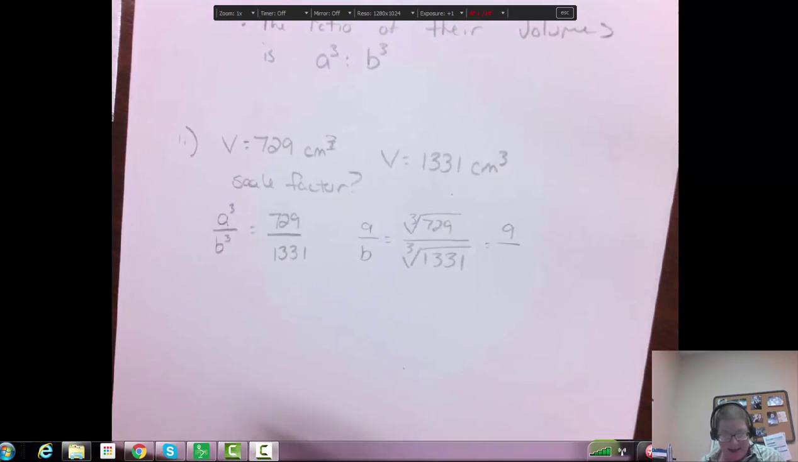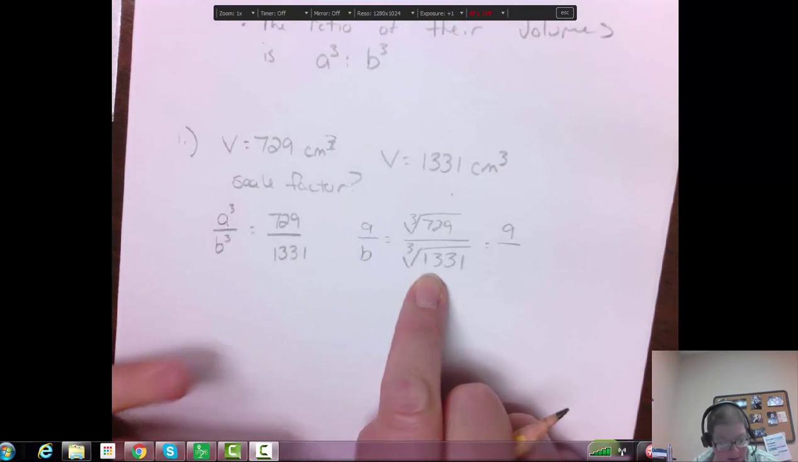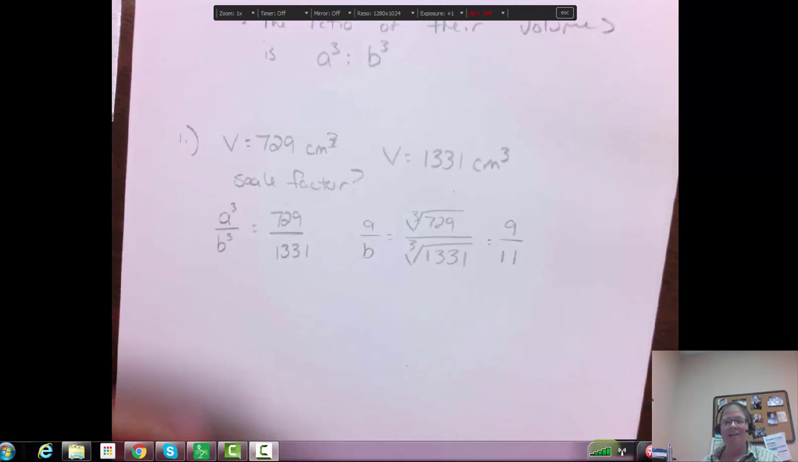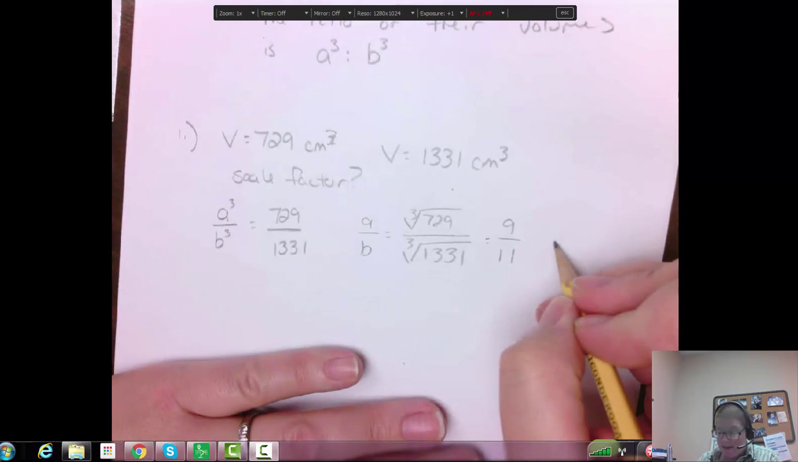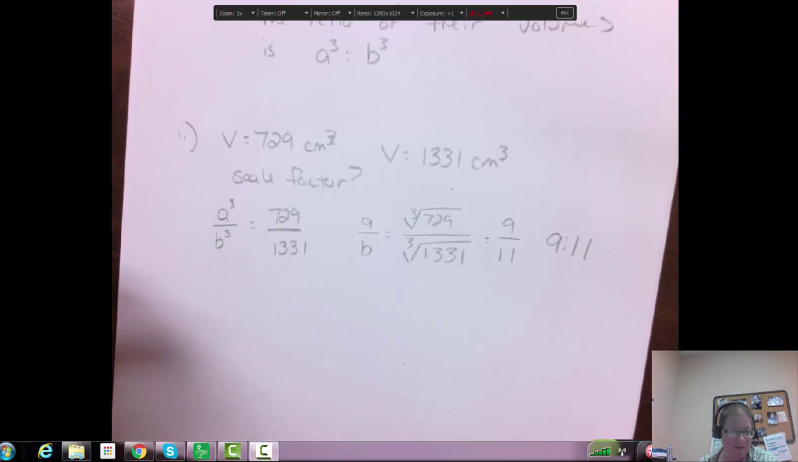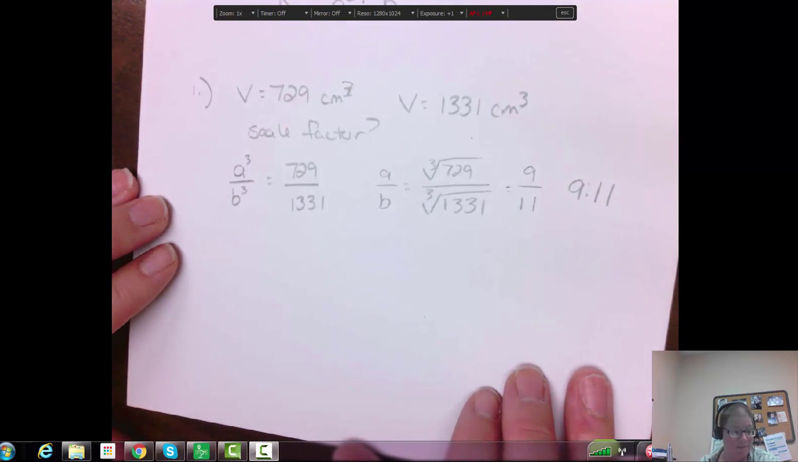Now the same idea, third root of 1331 happens to be 11. So the scale is 9 to 11. You could write this 9 to 11 this way, depending on how they want you to write it. We typically see it as a fraction, but either way. So that's our scale factor using the volume. So you might need to use a third root or a square root if it is an area.